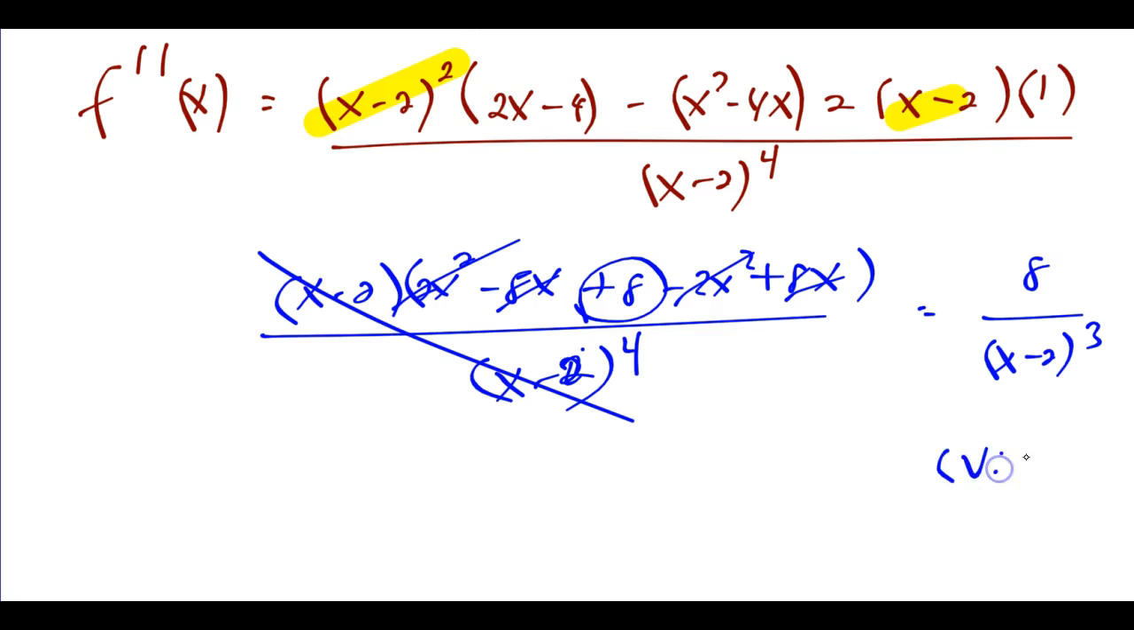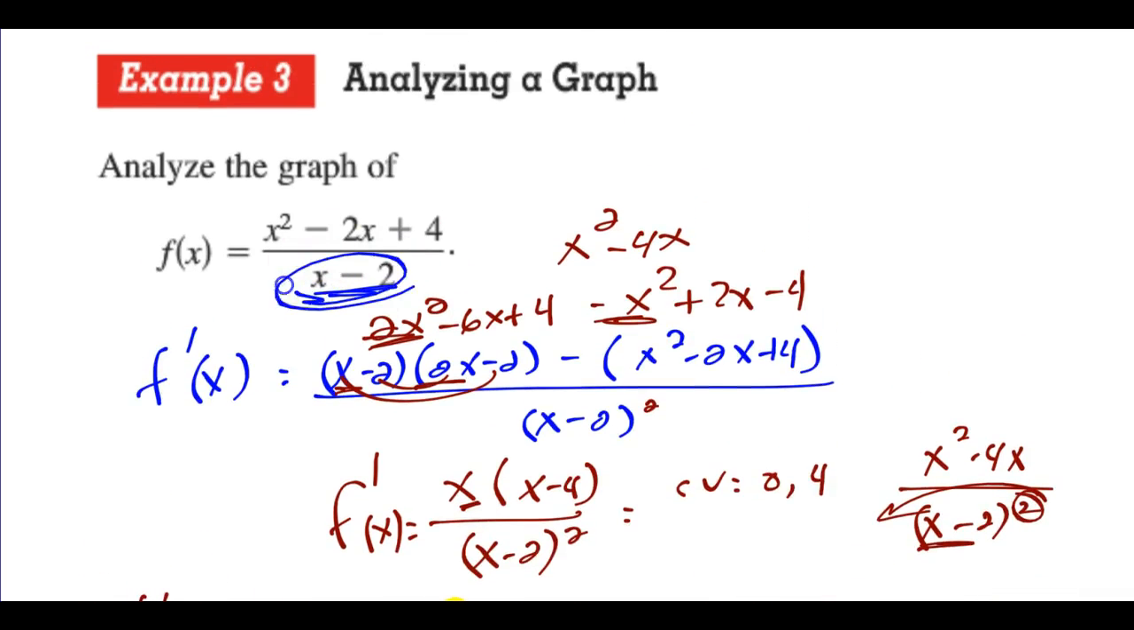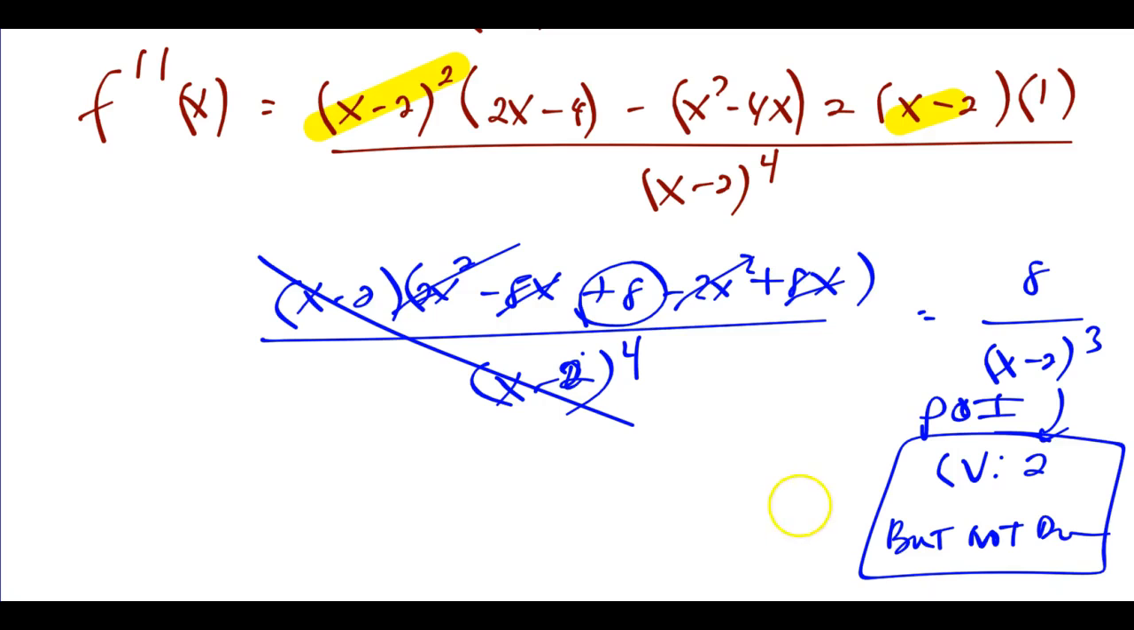The critical value here is 2, but 2 is not even in the domain. What do I mean by not in the domain? Well, if you go back to the original function, way back up here, you can see you can't let x be 2. So you've got a vertical asymptote there. Again, these are potential points of inflection, but this one isn't a point of inflection. You can see that you have a vertical asymptote there. So there's no inflection here, no points of inflection.